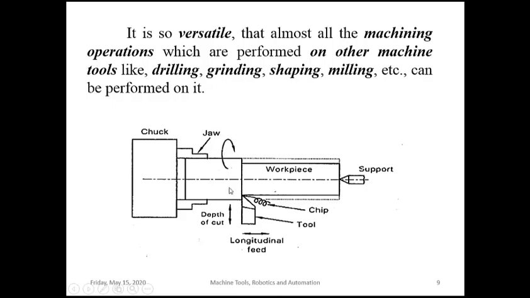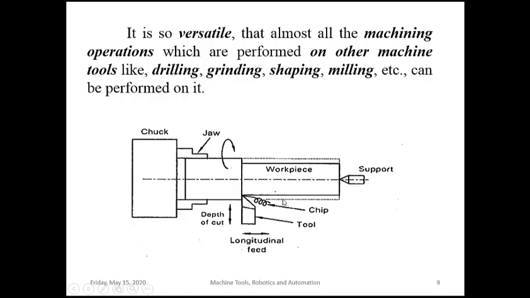The workpiece will be made to rotate at very high speed, and this tool will come in contact with the rotating workpiece and remove material from it. You can see longitudinal feed is given and depth of cut is given. Depth of cut is given based on the final diameter we require. This part is already machined.